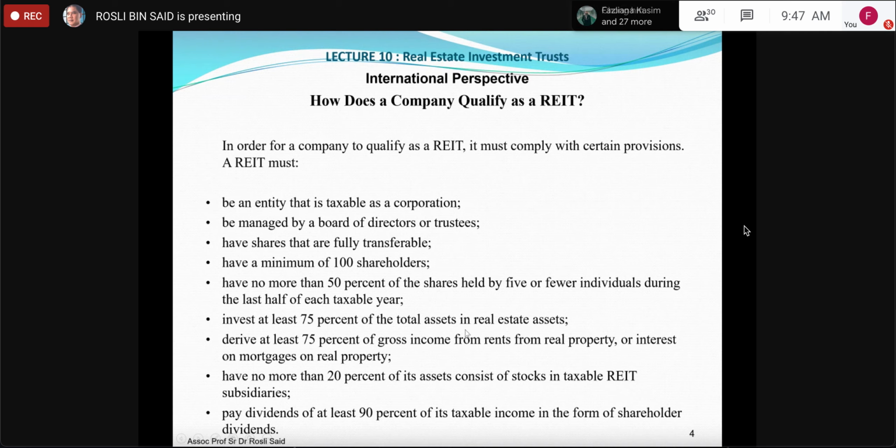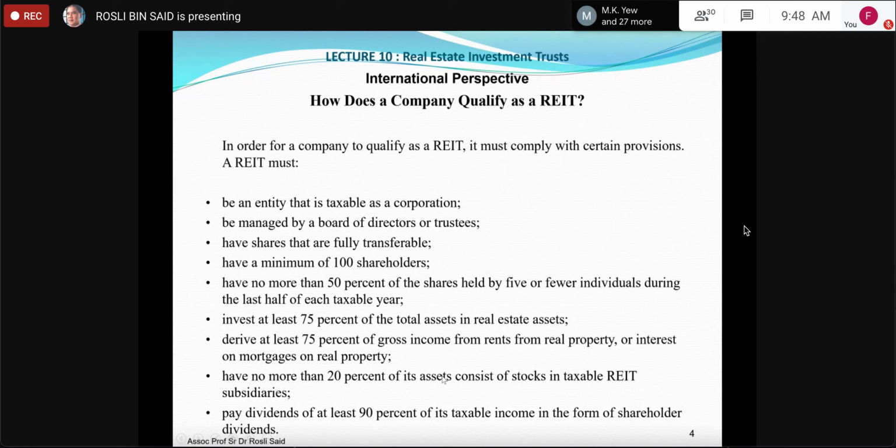Doctor, can you hear me? Yes, okay. Just now you said that in the US they can do the REITs, which is financing the real estate, right? But in Malaysia, no. But in this slide, Doctor, the last three, derive at least 75% of gross income from rents from real property. The first part I understand, but the second part, or interest on mortgages on real estate, this part is quite confusing because in Malaysia they cannot finance the real estate.